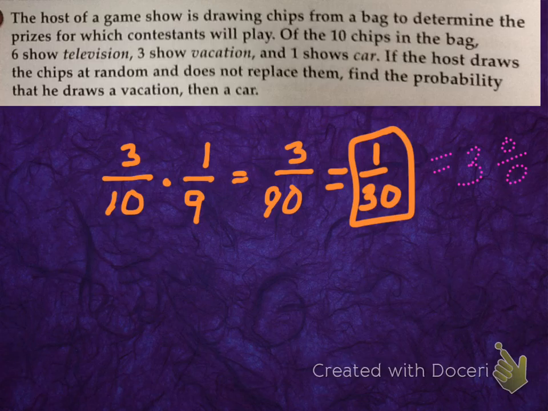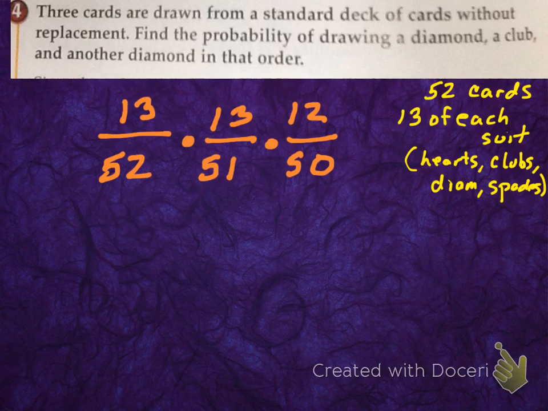That is the part that you have to be cognizant of when you're looking at the problem, whether it's replacement or non-replacement. Okay, 13 out of 52 for the first diamond, 13 out of 51 for the first club with a diamond sitting out, and then 12 out of 50 for the second diamond, because one of the diamonds is sitting out and 2 cards are sitting out that we already drew. So there's what you should be multiplying together. That's big.